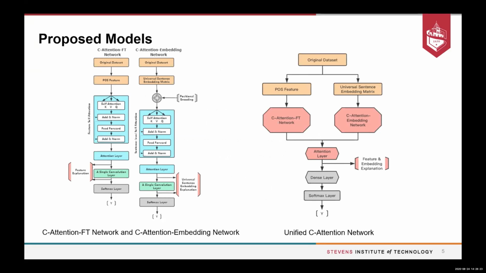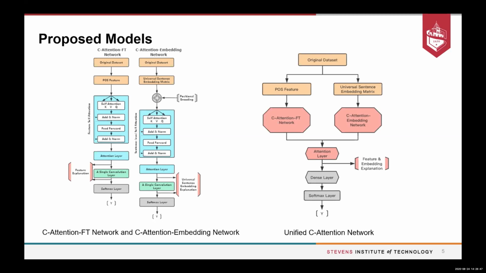In the left figure, the left leg presents the architecture of the C-attention FT network. In this architecture, we use part-of-speech features only. I will explain the feature details in the next slide. Part-of-speech features are fed into a 6-layer self-attention network. Each of them is followed by a feed-forward network.